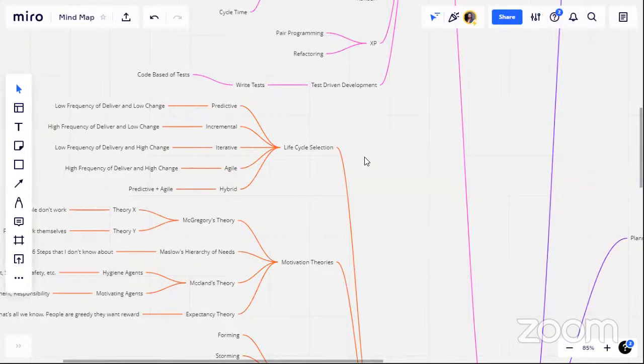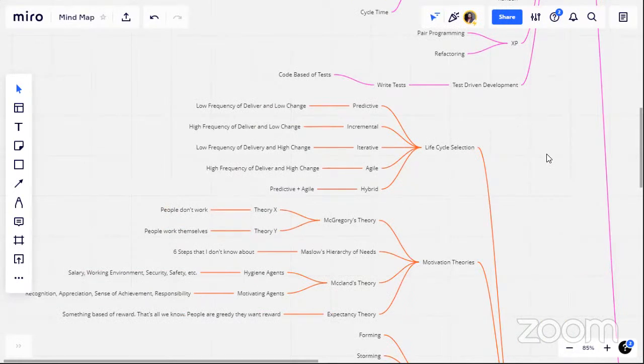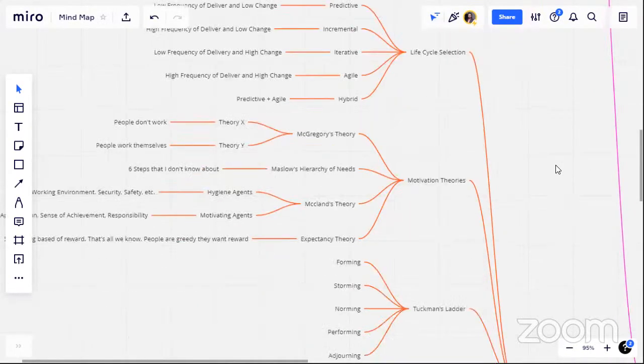Okay, sure. For life cycle selection, there are five types, which are predictive, incremental, iterative, agile, and hybrid. For predictive, we have a low frequency of delivery and low changes. For incremental, there's a high frequency of delivery and low changes. For iterative, it is low frequency of delivery and high changes, followed by agile, which is high frequency of delivery and also high changes. Where it's mixed, it's called hybrid, which is a mixture of predictive and agile.